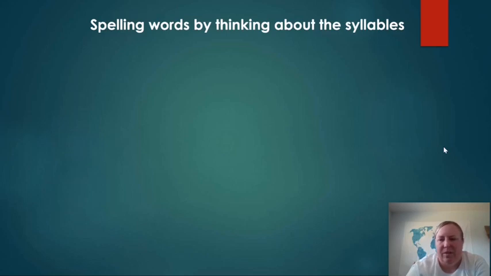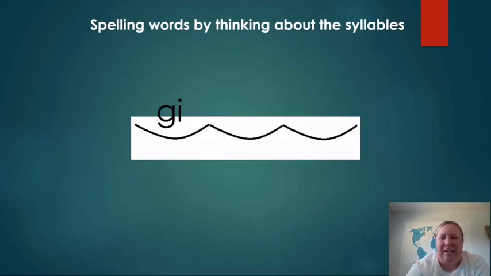We're going to do it again as a practice using the word gigantic. So gigantic. So I have my 3-syllable swoops there. Gigantic.